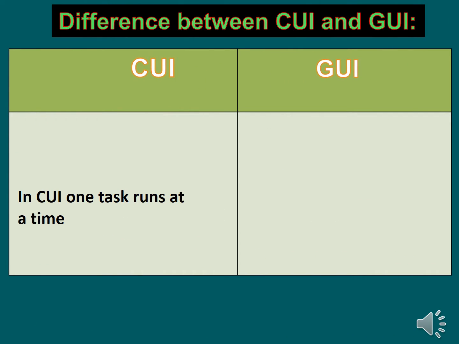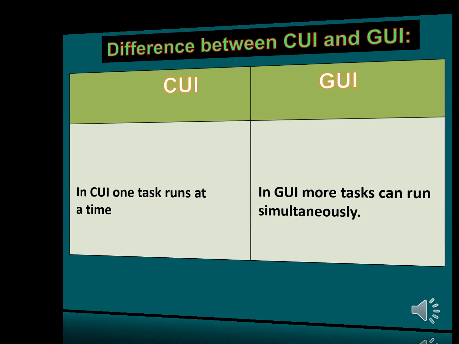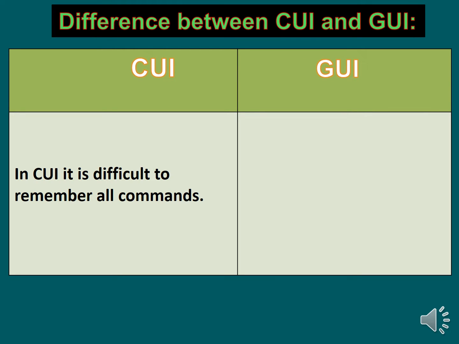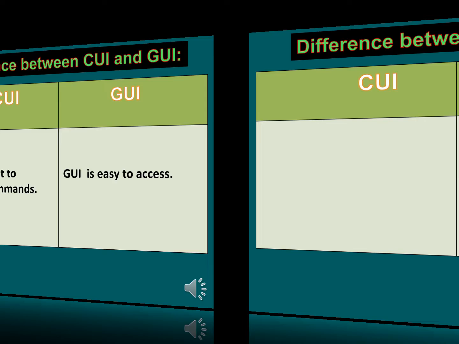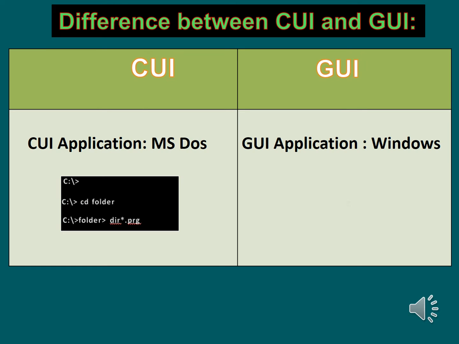In CUI, one task runs at a time, whereas in GUI more tasks can run simultaneously. In CUI, it is difficult to remember all commands, whereas GUI is easy to access. Example of CUI is MS-DOS. Example of GUI is Windows.